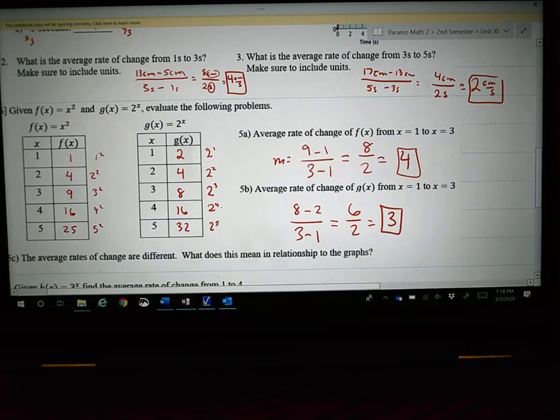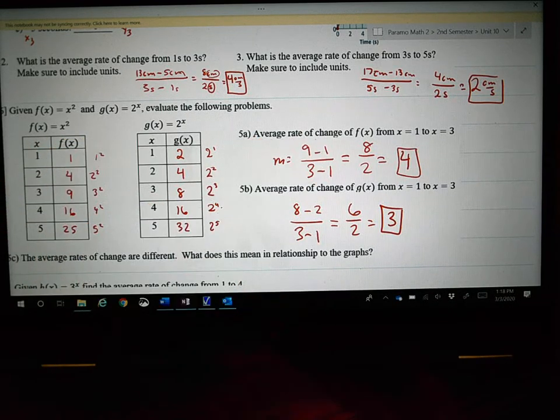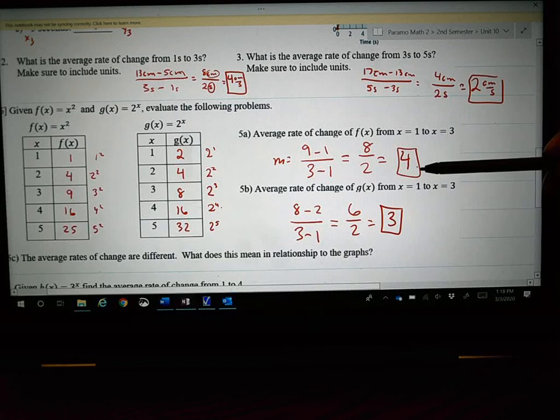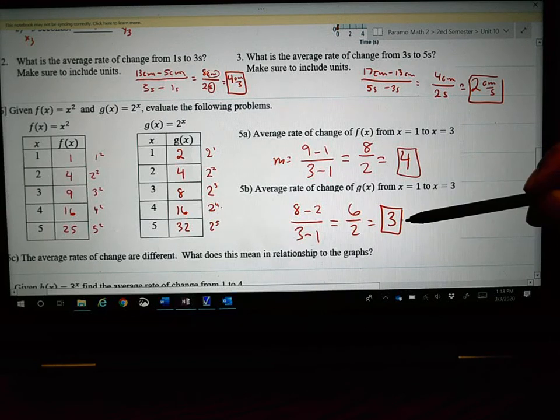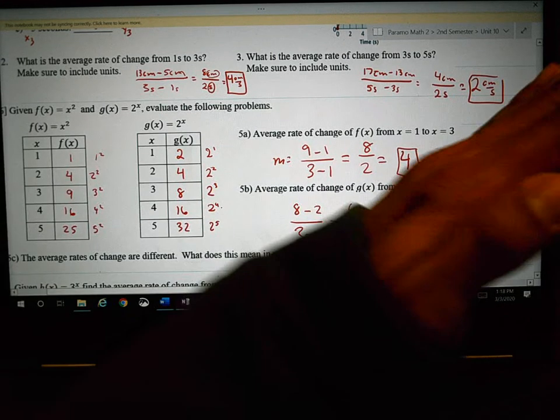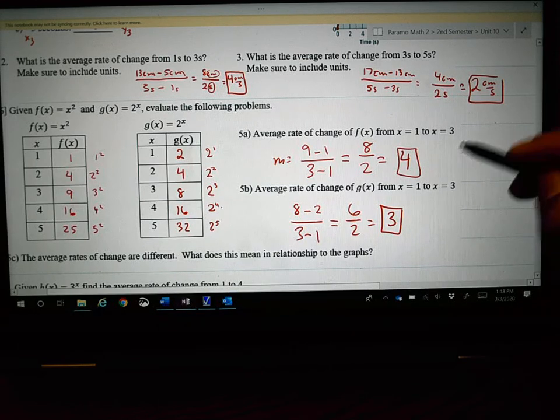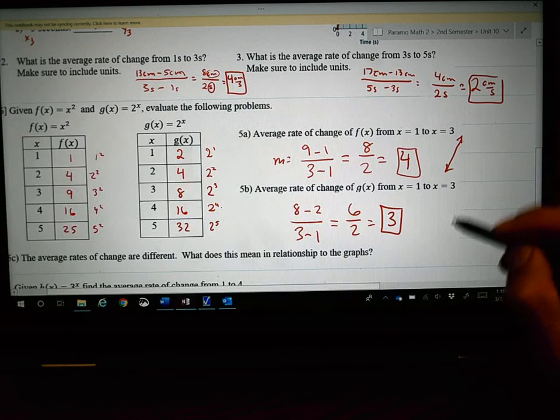Now I want to ask you a question, which is, the average rates of change are different. What does it mean in relationship to the graphs? This slope is 4. This slope is 3. Which function is steeper? Which function has a greater slope? You should be saying either f of x or g of x. F of x, because this is higher. It has a higher rate of change than 3.